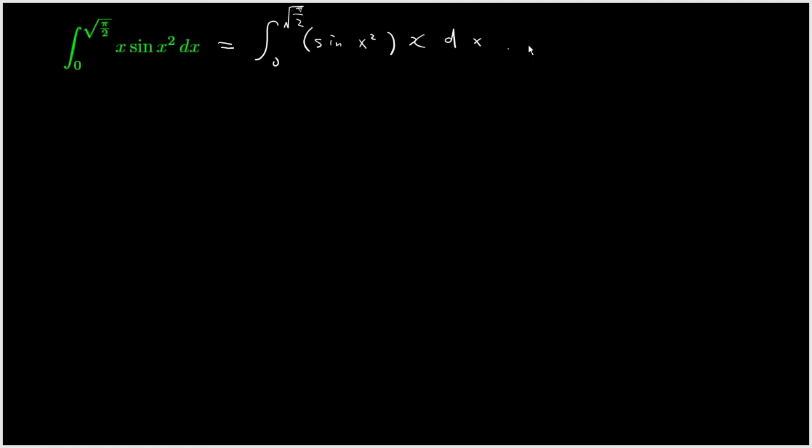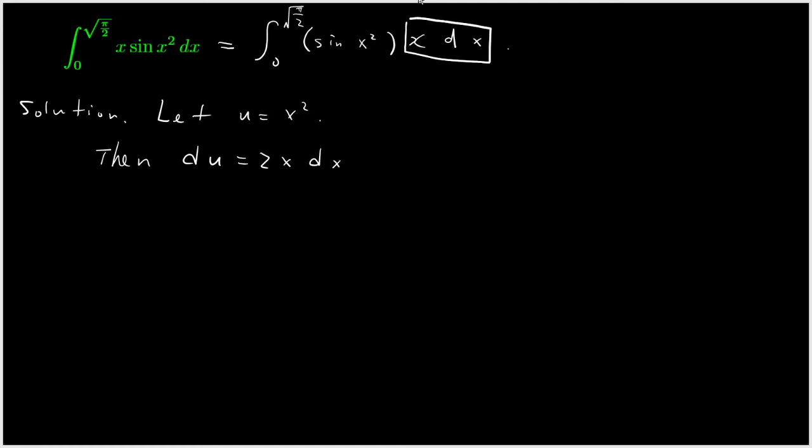Now if we choose u to be x squared, we let u be x squared, and then we compute du, the differential of u. du is the derivative of x squared, which is 2x, times dx. And then the other factor, together with dx, we put in a box. It's an imaginary box, of course.